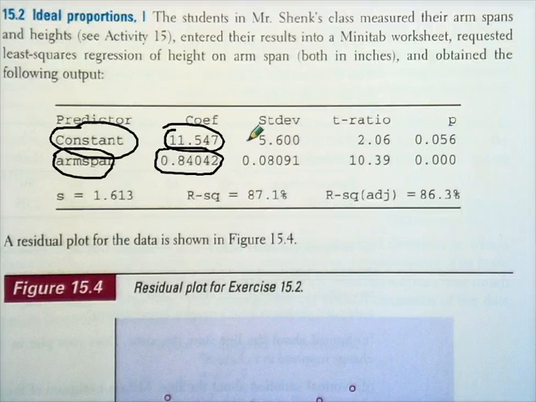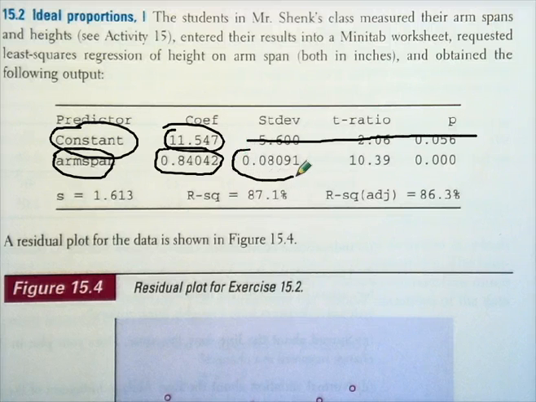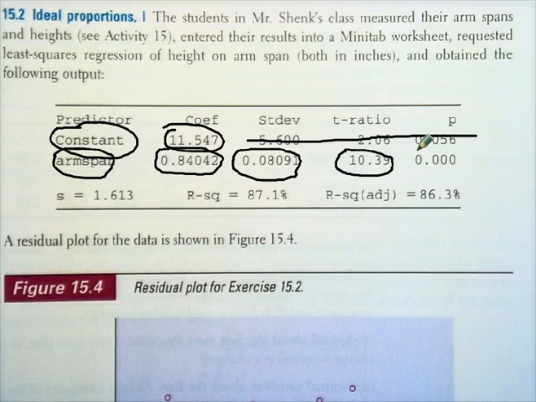You will not be doing any inference on the constant, so we don't have to worry about the standard deviation, the t-ratio, or the p-value for the constant. However, we will eventually for slope. So this is the standard error for the slope. You don't need it to write the equation, but it's something I would want you to be able to read out of the table. Again, here's the t-ratio that eventually I would want you to read out of the table, and the p-value. These would be used in doing a hypothesis test for the slope. That's something we'll do in just a little bit.